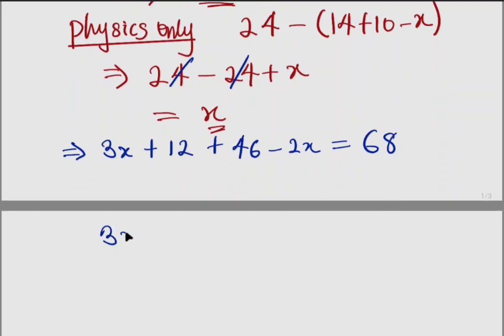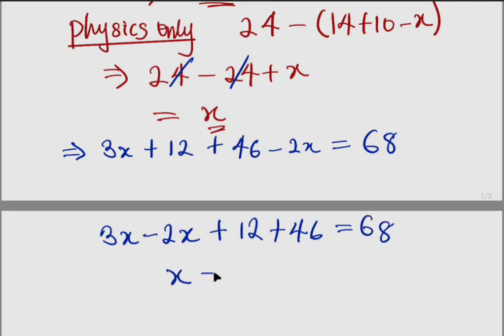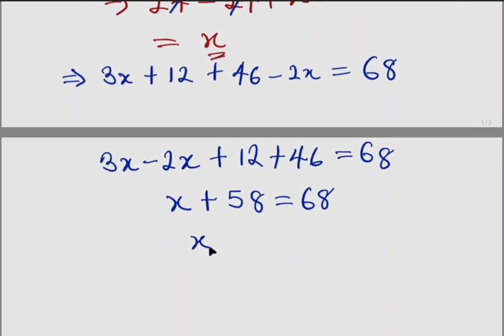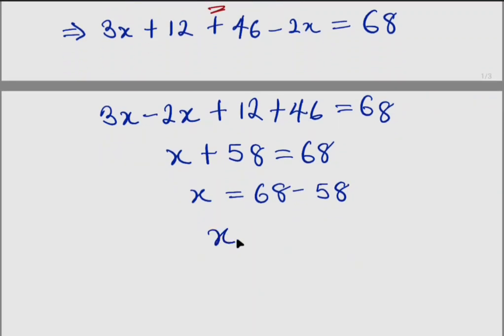So we have 3x minus 2x, collecting the like terms, plus 12 plus 46 is equal to 68. So subtracting 2x from 3x, that will give us ordinary x, plus 12 plus 46, that will give us 58, is equal to 68. So we can easily find our x to be 68 minus 58. By subtracting 58 from both sides, we have x to be 10.